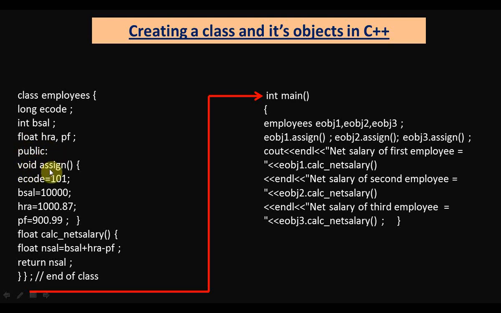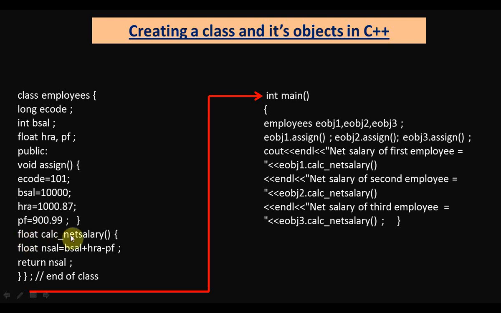Let me first tell you about these member functions. Void assign, as you know, void means this function is not going to return any value. Assign here happens to be the name of the method, which could be any name. And here what I am doing is simply assigning the values to the instance variables, like 101 is being assigned to the instance variable eCode, 10,000 to the instance variable bsal, etc.